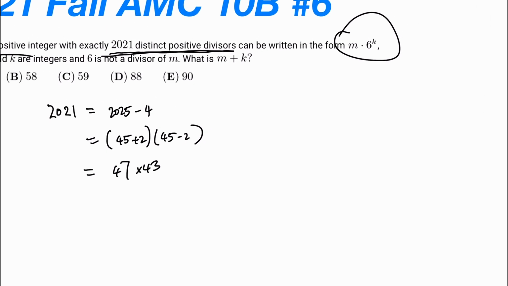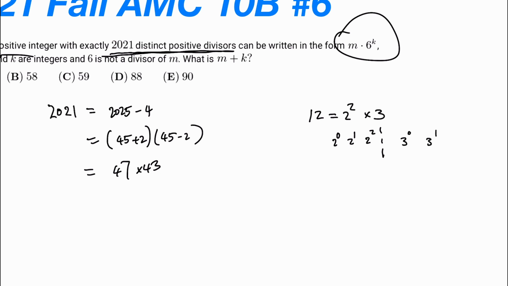Well, let's see. Let's take a smaller example first. Let's say 12. Well, 12 is 2 squared times 3, so for each factor, it could have 2 to the 0, 2 to the 1, or 2 to the 2. And similarly, it could have 3 to the 0 or 3 to the 1. And that has 3 choices because it can be 2 to the 0, 2 to the 1, 2 to the 2. And this has 2 choices.